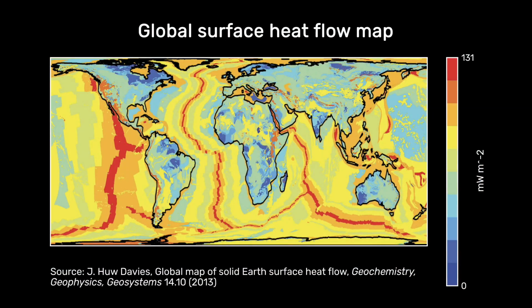At the same time, people were making heat flow measurements across the oceans and finding that the greatest heat flow was coming out of where we had these mid-ocean ridges, these mid-ocean mountains.